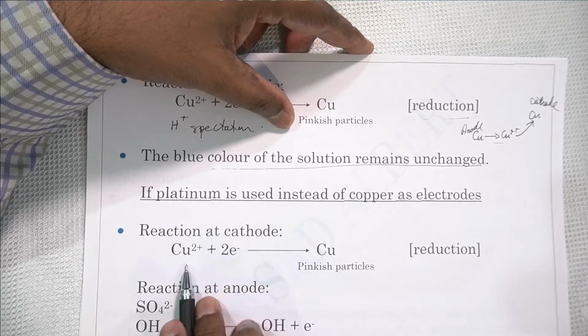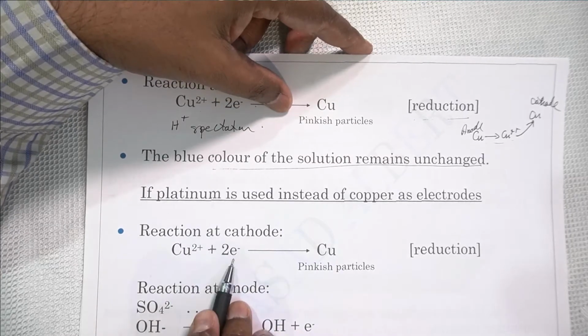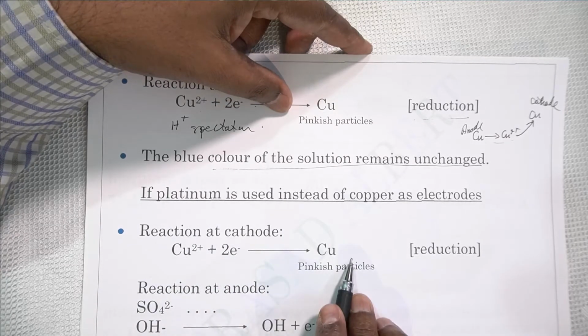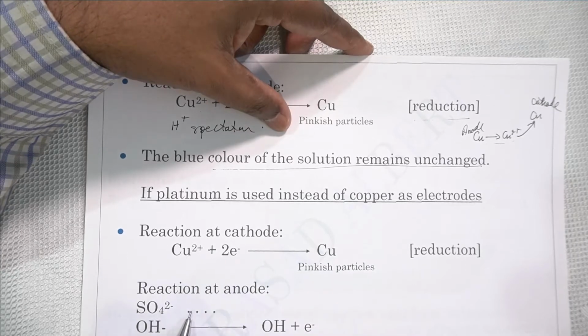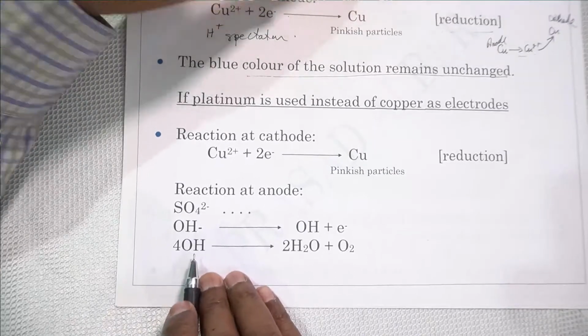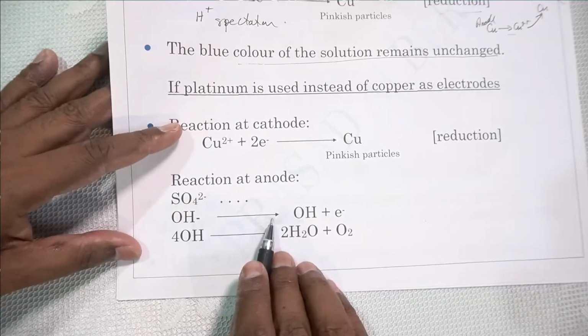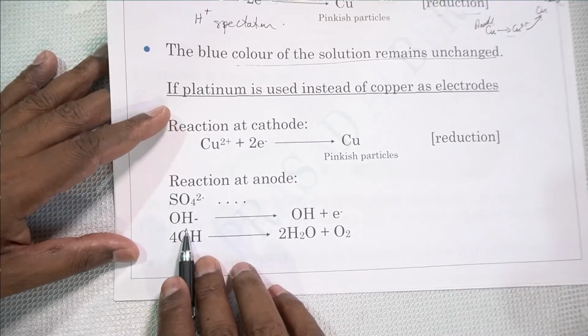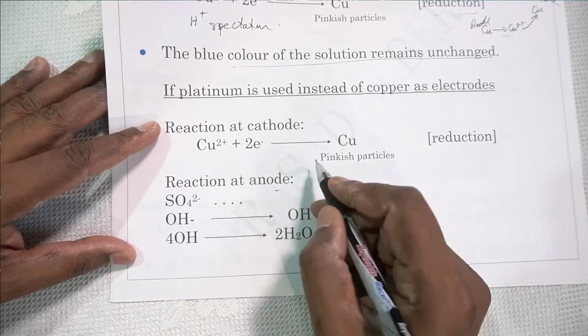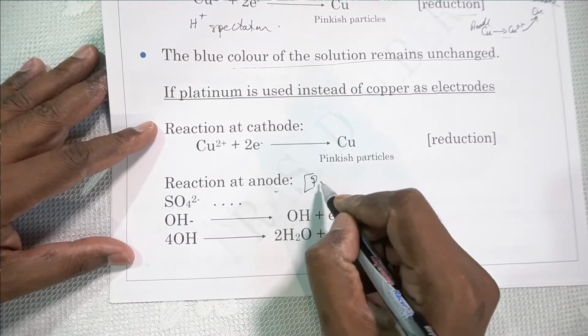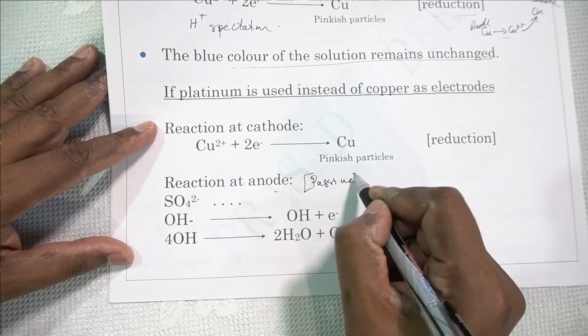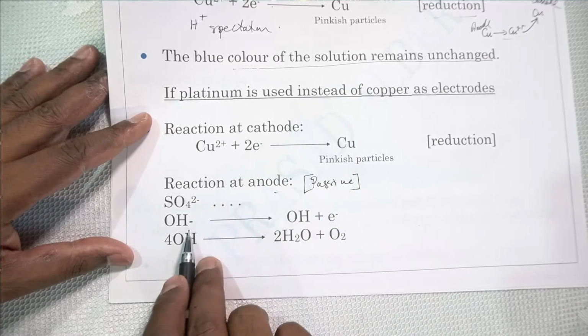The cathode reaction will be the same. Copper ions are gaining 2 electrons and forming copper. Now the reaction at the anode: sulfate ion is a spectator, whereas hydroxyl ion is lower in position. So hydroxyl ion will get discharged. OH minus will get discharged because the anode is now a passive or inactive anode, because we are using platinum.